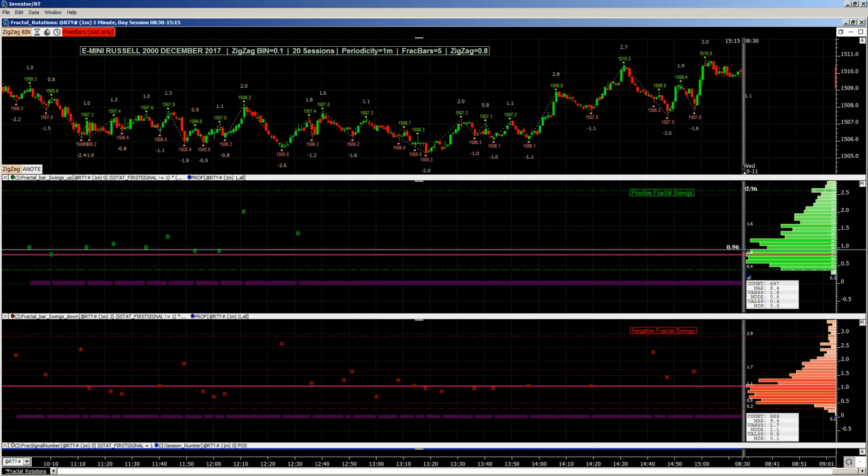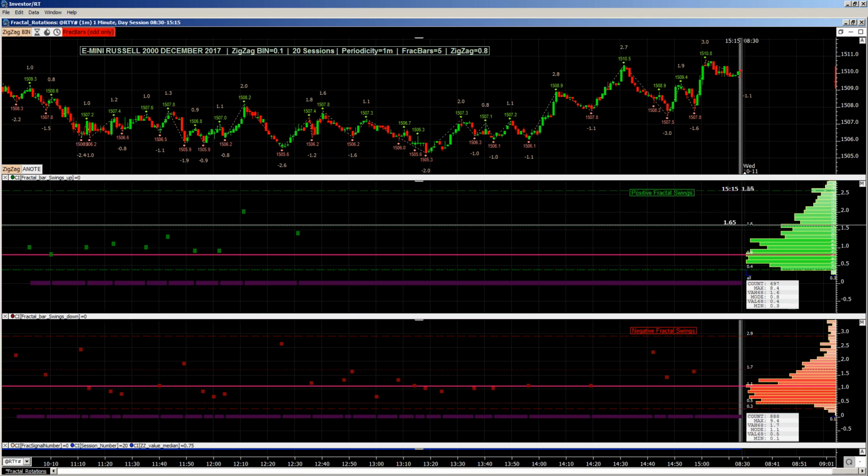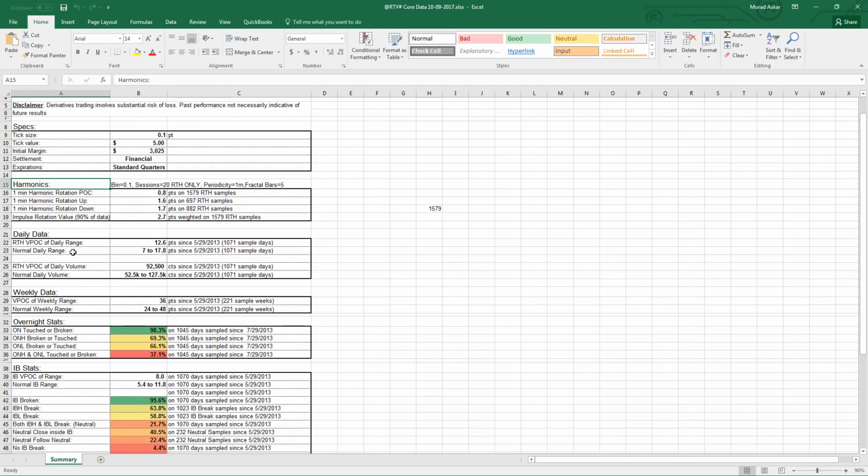And then ultimately what I want is to see what the profile looks like, and to know what is the first standard deviation, or what is considered normal for this product on an up rotation versus a down rotation. And we have those statistics here. So the most common rotation in the Russell with a 1-minute bar on 20 days of data, on a 5-bar fractal, is 0.8 points. That's not the harmonic rotation, that's the most common rotation in the Russell, from bottom to top, top to bottom, 0.8. But for rotations up, the normal rotation, or the harmonic rotation, is 1.6 points. So the Russell moves up in increments of up to 1.6 points, and it moves down in increments of up to 1.7 points. And I put down the sample size so we know that it's substantial.